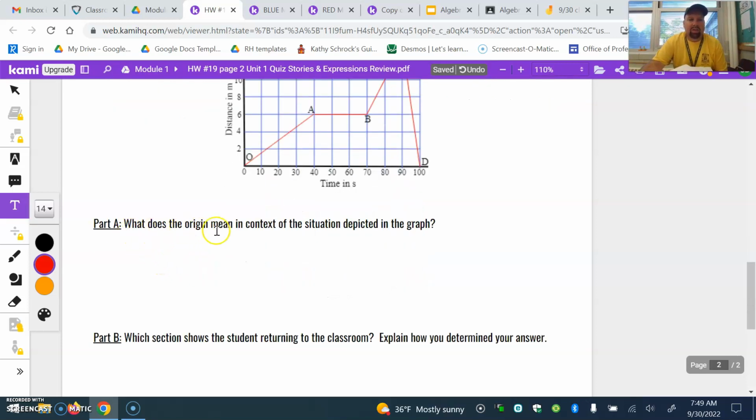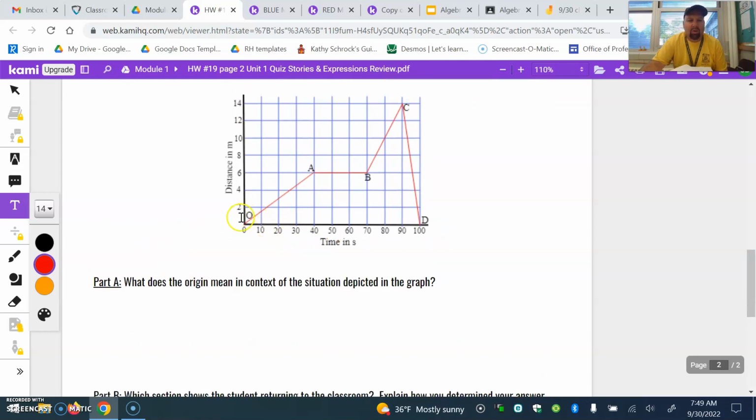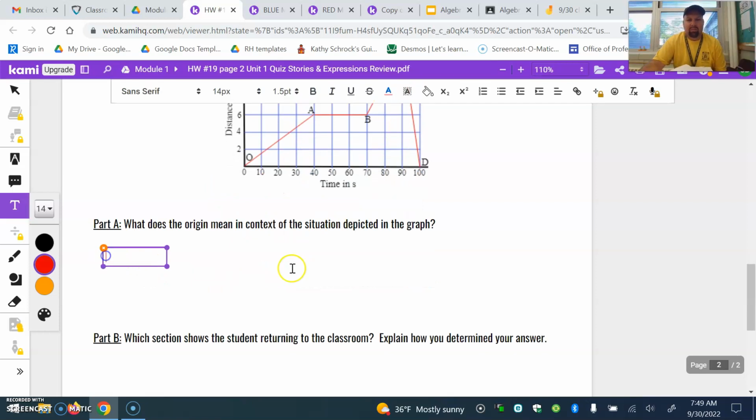All right, part A, what does the origin mean in context of the situation depicted in the graph? So the origin is 0, 0. 0 distance, 0 time. What does that mean? Well, the student starts in their classroom. You know what? I should probably pause the recording and type the rest of this and then explain it. All right, I'm going to do that. In a split second, you're going to see the rest of the answer, and I'll talk about it.